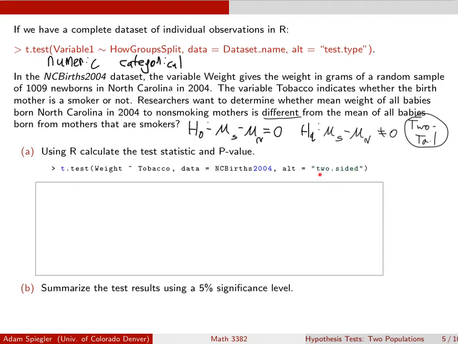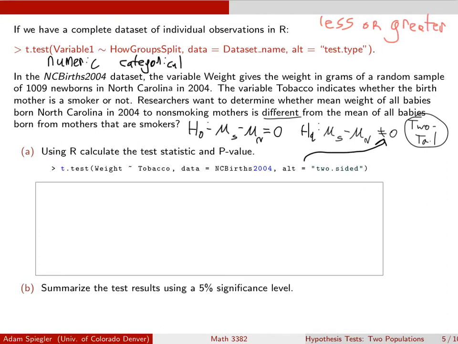And then we have an optional argument called alt, and this is referring to the alternative hypothesis. Depending on the sign that we use there, we can specify whether this is two-sided, less than, or greater than. So the options here, in addition to two-sided, are sometimes we might use less if we have a less than, and sometimes we might use greater than.